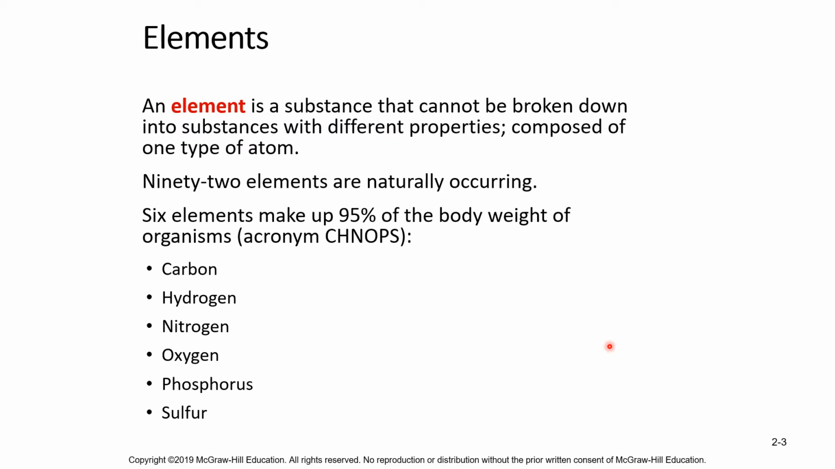An element, substance is the biology word for something, that cannot be broken down into something else. And it's typically composed of only one type of atom. And atoms are the smallest thing that can have the properties of an element. And they are basic building blocks for matter.